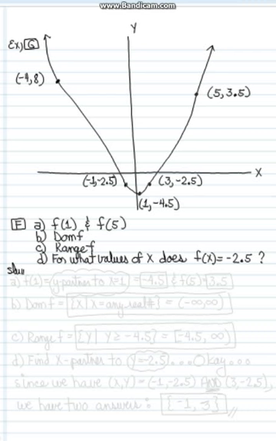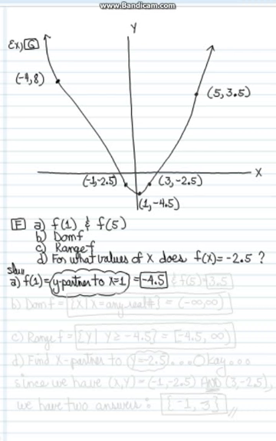Okay, so let's answer first part A. What is f of 1? Well, f of 1 is just equal to the y partner when x is equal to 1. So just look at the picture. What is the y partner in the ordered pair when x is equal to 1? I see an ordered pair 1, negative 4.5. So the y partner when x is equal to 1 is negative 4.5.